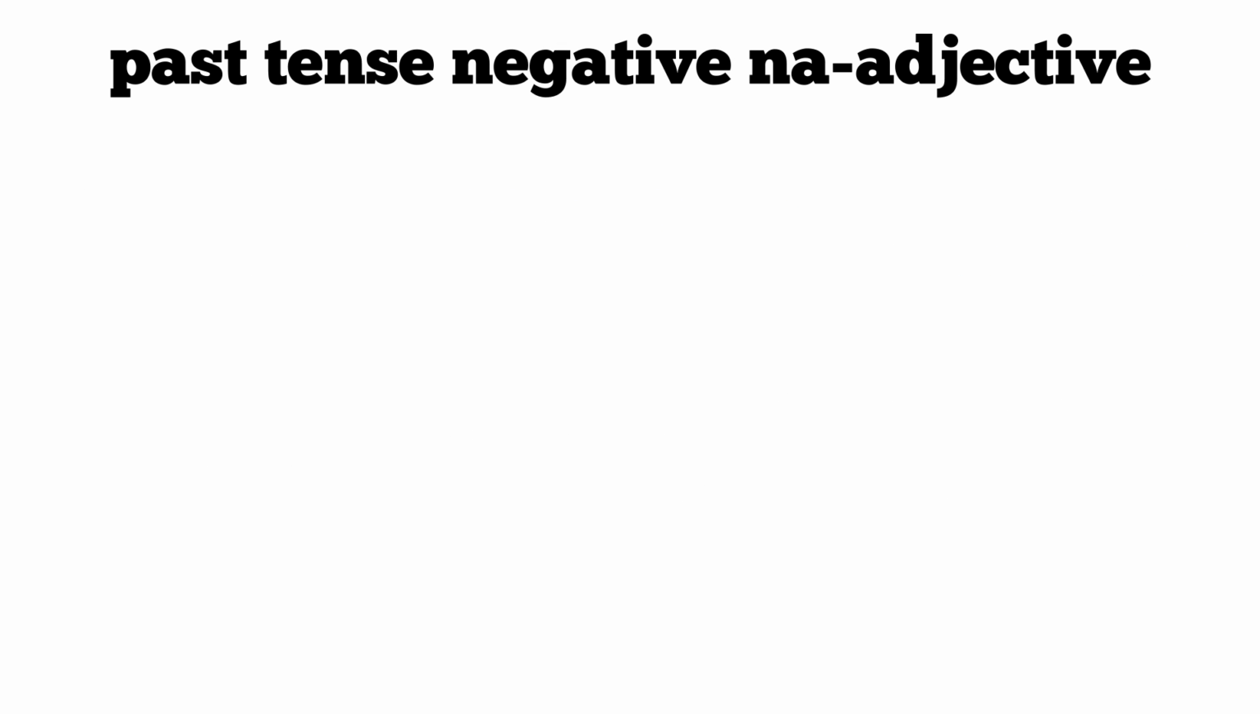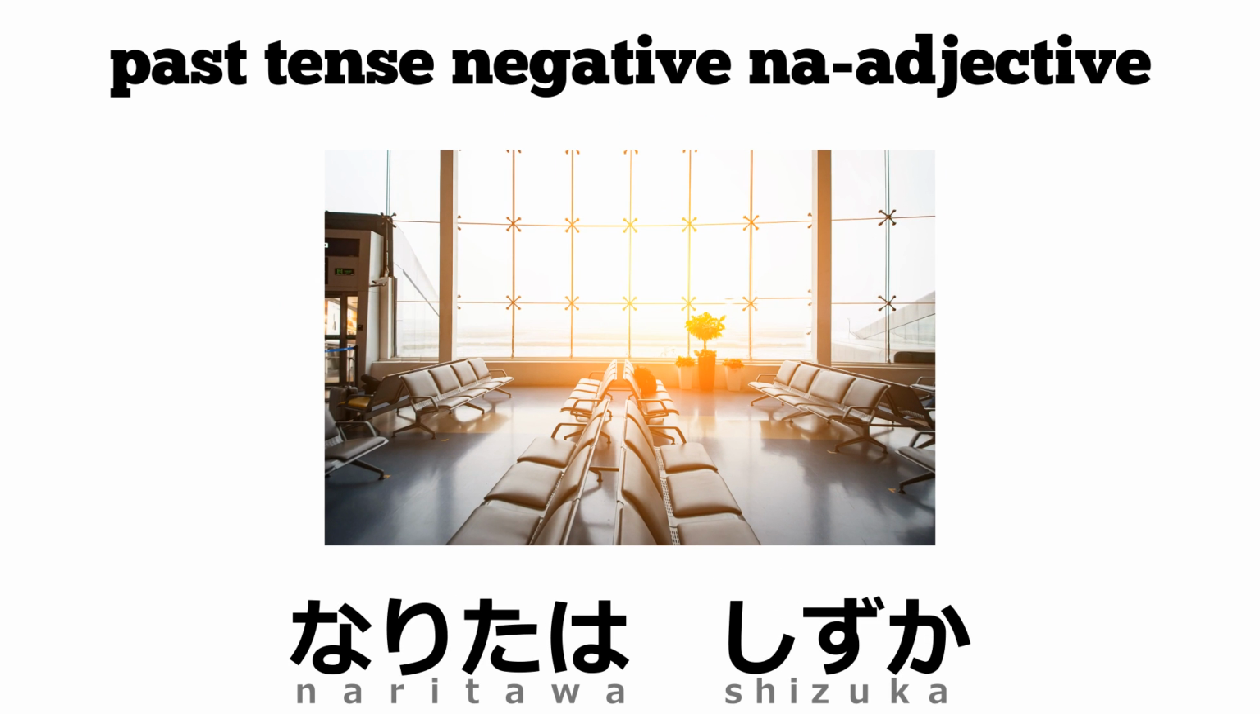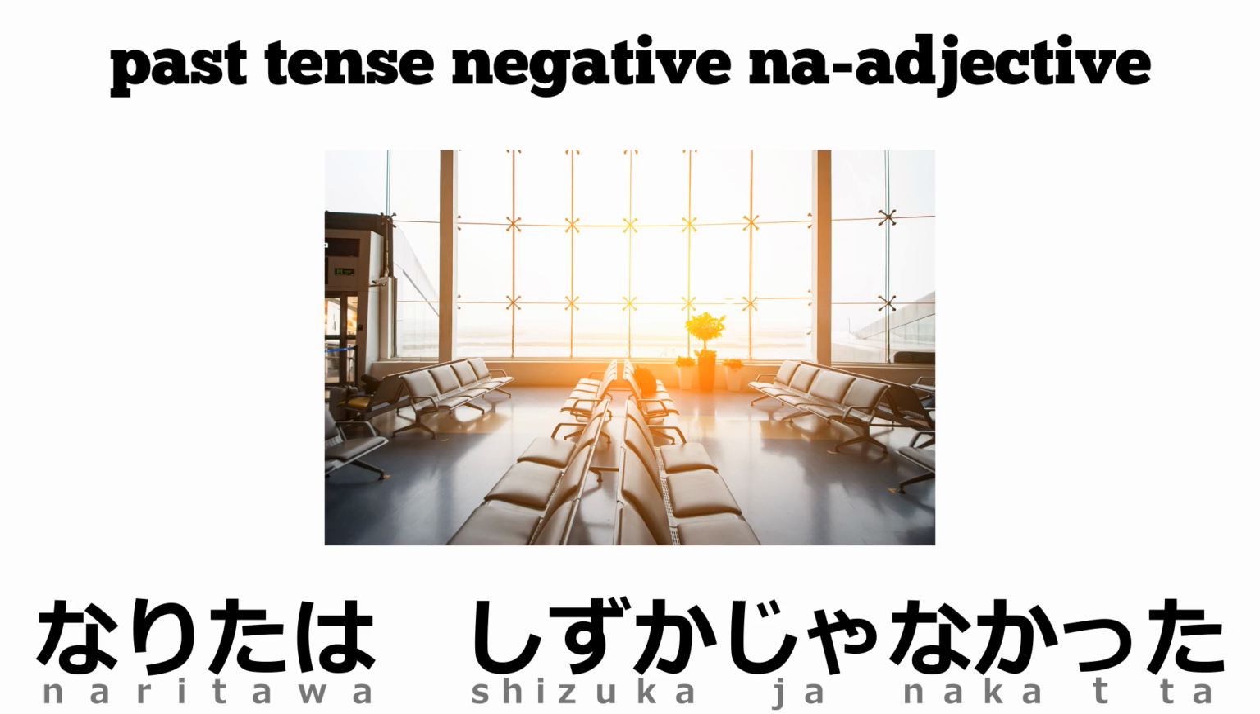Change this sentence into the past tense. 成田は静か. Right. You would say, 成田は静かじゃなかった. To break that down, 成田 Narita or Narita Airport, は the topic marking particle, and then 静かじゃなかった wasn't quiet.